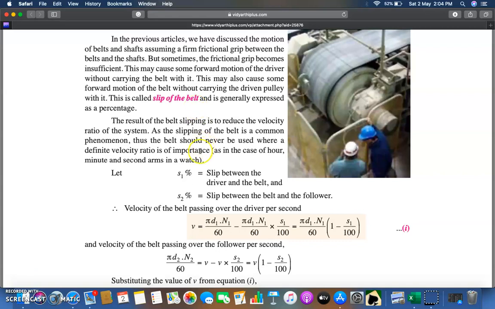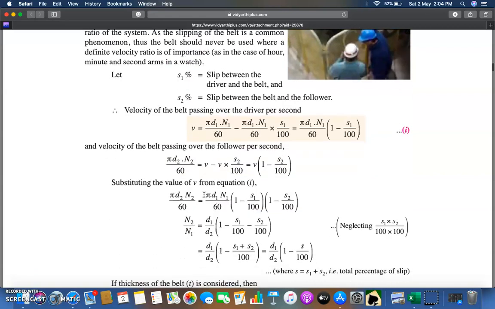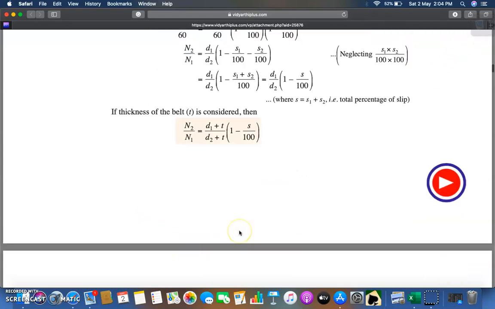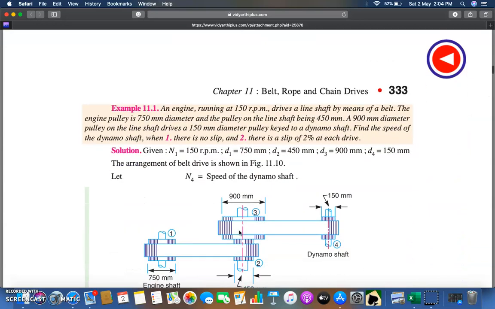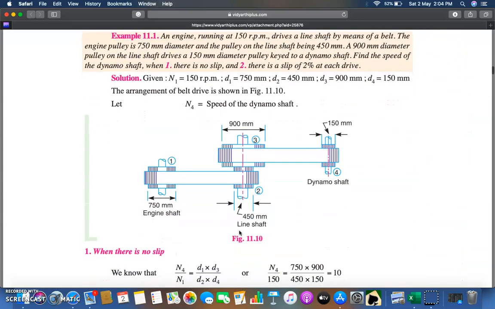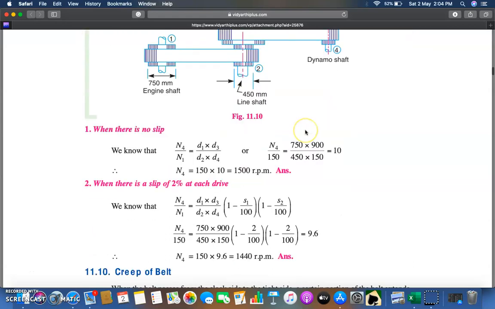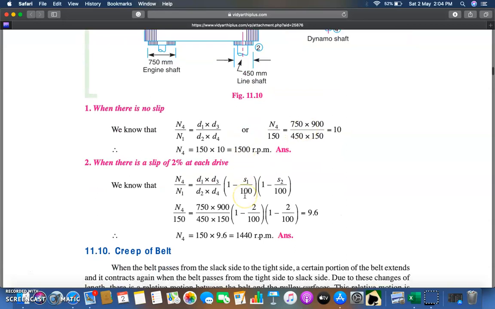So how you can calculate this slip, that we have to understand. This n2 by n1 equals d1 by d2 and d2 by d1 plus 1 minus s by 100. If you are encountering slip, then your velocity ratio formula will change from this to this. You have to use this formula. Similarly, try this numerical in your practice. You have to calculate the value if there is no slip, and if there is a slip of 2%. Consider both examples and calculate the remaining things.